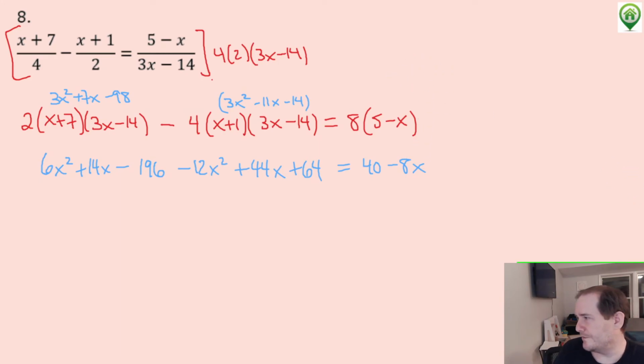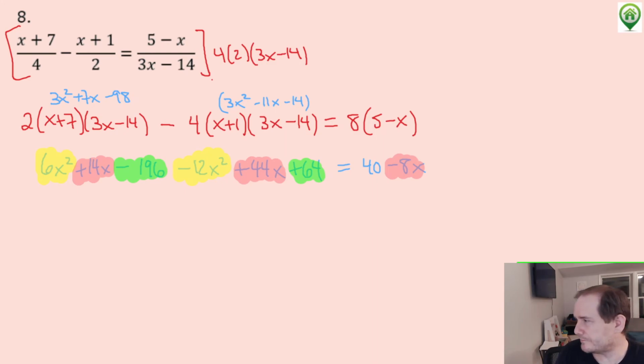Alright, these numbers are larger than I typically like. There's this quadratic, there's a quadratic. That's it. Linear, linear, linear, and a constant, and a constant.